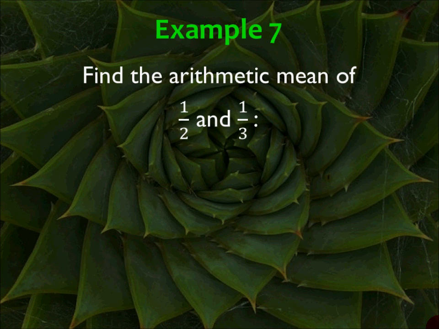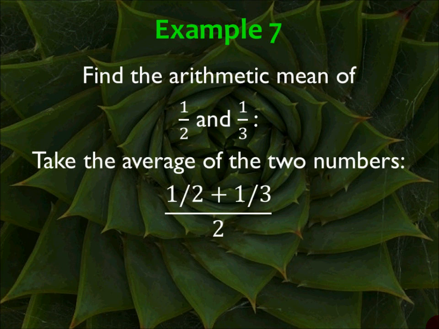Find the arithmetic mean of 1/2 and 1/3. Well, it is this easy for this one. Again, do the same thing. Add them together, divide by 2. Make sure when you add fractions, you change them into the least common denominator. So 1/2 is 3/6, 1/3 is 2/6. Combine them, 5/6. 5/6 divided by 2 is 5/12.